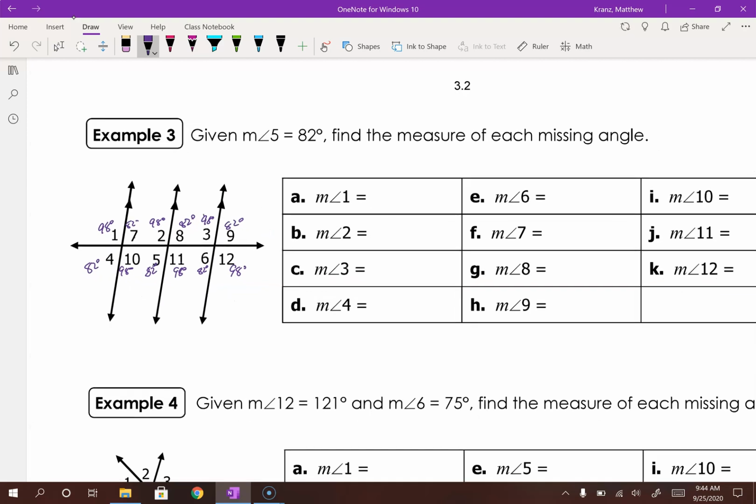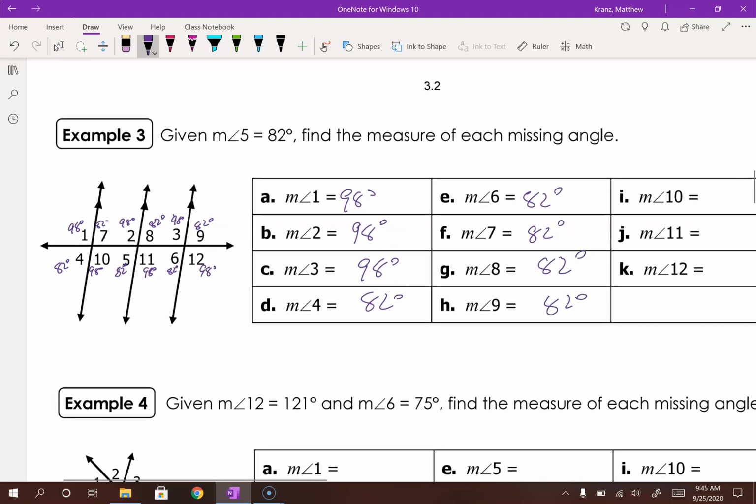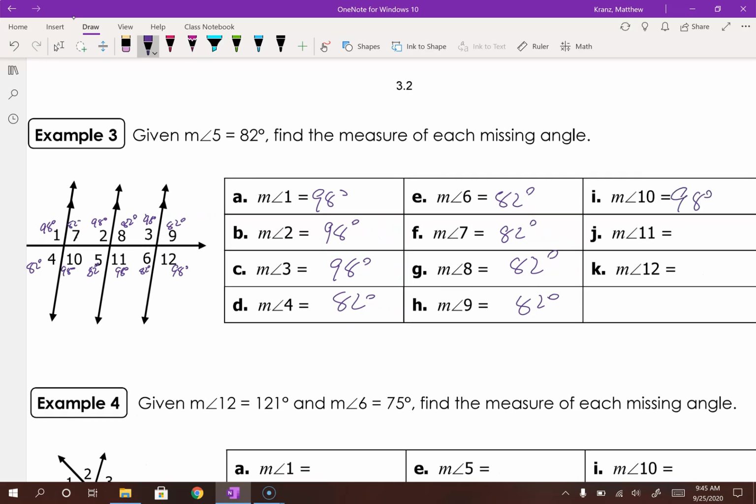So we found the measure of all of our angles: 98, 98, 98, 82, 82, 7, 82, 8, 82, 9, then we have 98. And remember the degree symbol, okay? The degree symbol is important. All right, so those are all those angles.